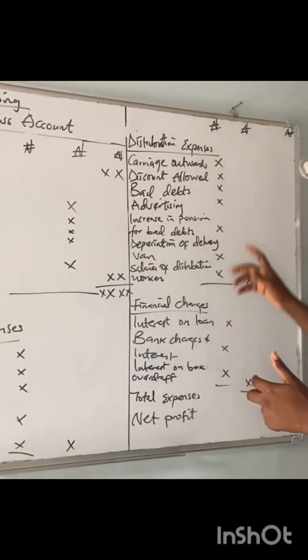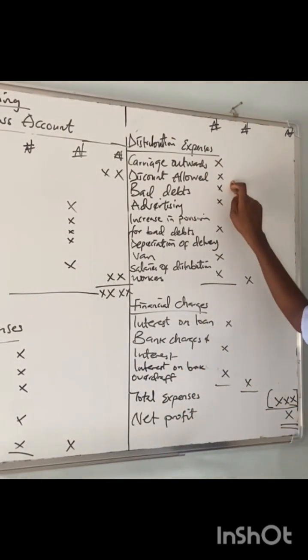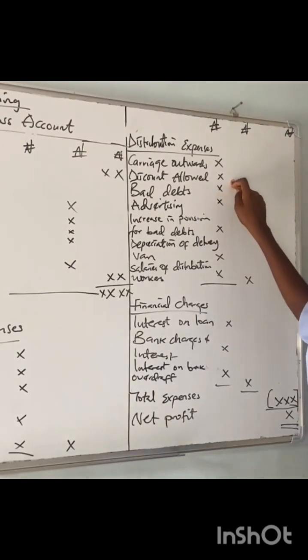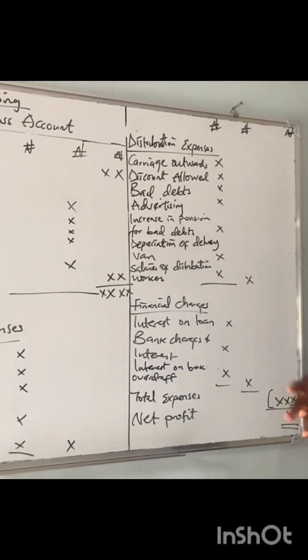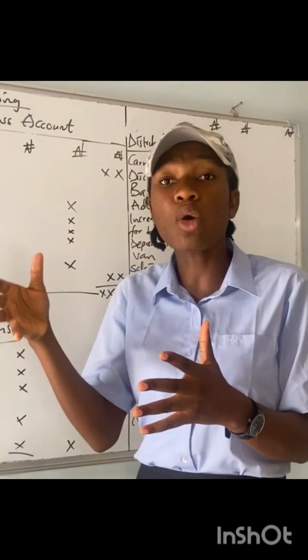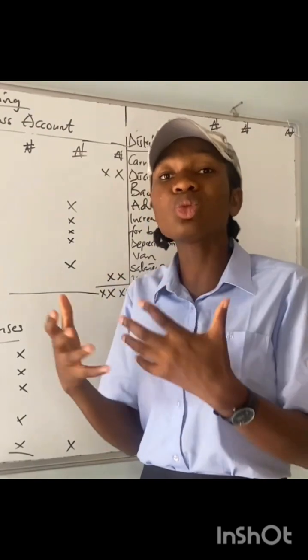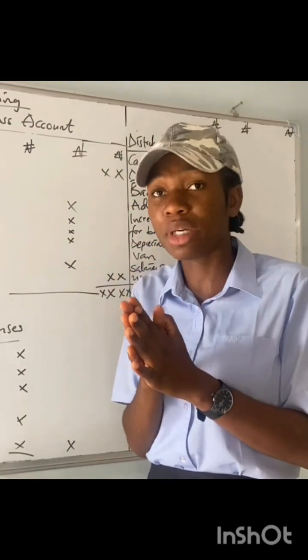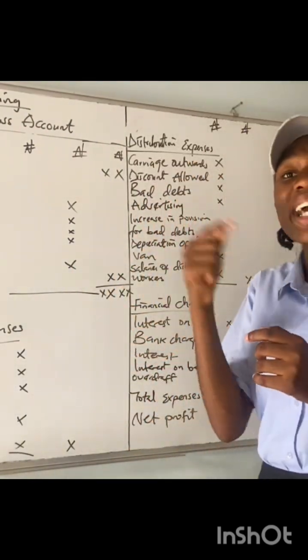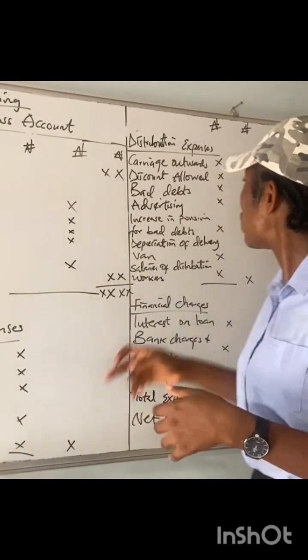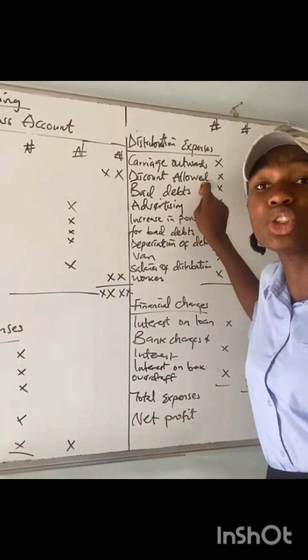We have the discount allowed. Discount allowed is a reduction. We have looked at this in our cash book, in our three-column cash book. Discount allowed is a reduction in price when customers pay on time. It's done to encourage quick or prompt payment. Discount allowed is an expense to the business. So we have discount allowed as a distribution expense.